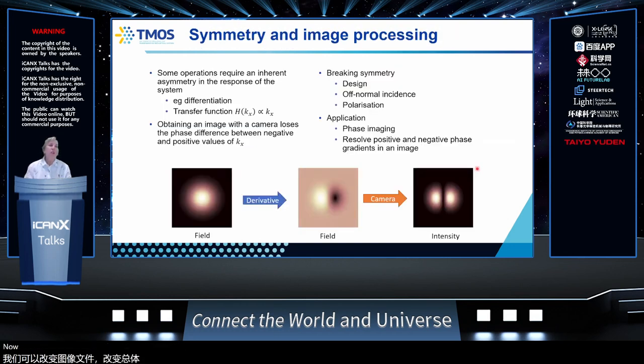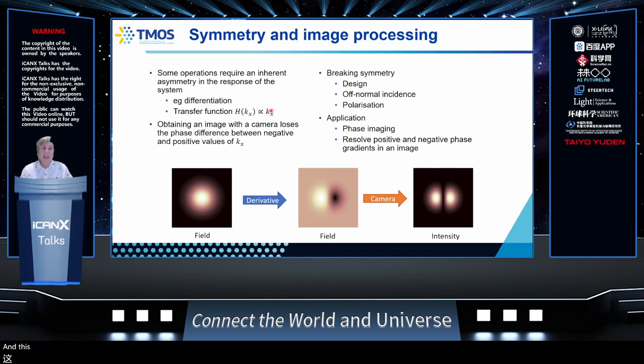Now, in terms of phase imaging, we need to think a little bit more about the response of our system, or the symmetric or asymmetric response of our system. Now, if we want to, for example, perform differentiation of an optical image, as I mentioned before, this corresponds to a transfer function that's proportional to kx, or ky if you're differentiating in the y direction. But note that kx takes positive and negative values.